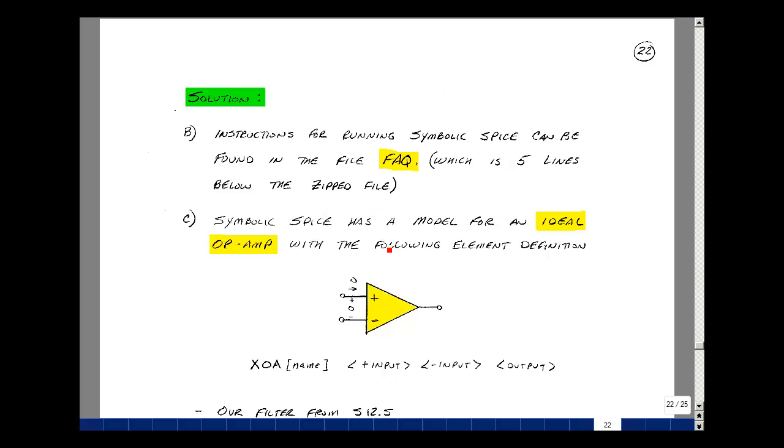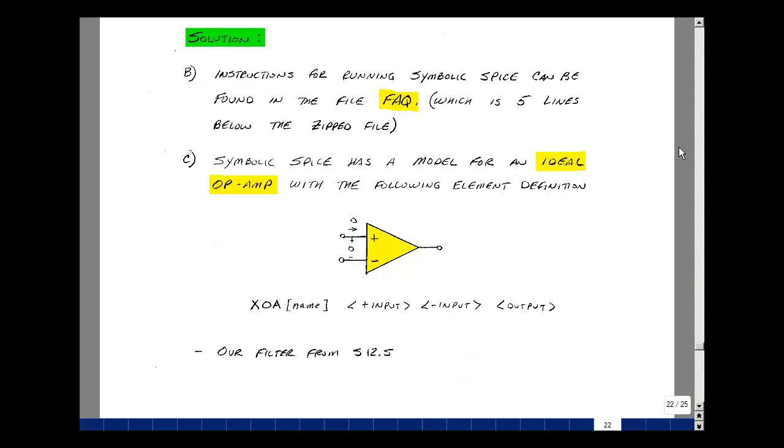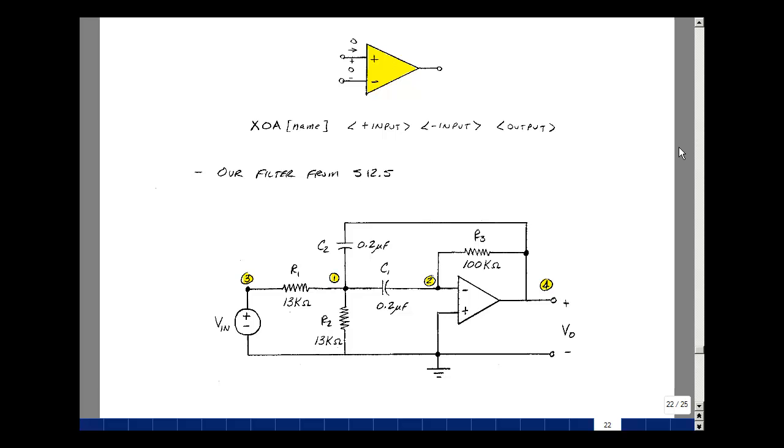Symbolic Splice has a model for an ideal op-amp with the following definition. Let's begin with the letters XOA, and then you can have a name. This could be a number, a part number, or anything you wish to pick. The first node is the plus node, the second is the minus node, and the third node is the output node. From Supplemental Problem 12.5, we had this active filter, and we numbered the nodes 1, 2, 3, and 4. That's also valid for Symbolic Splice.